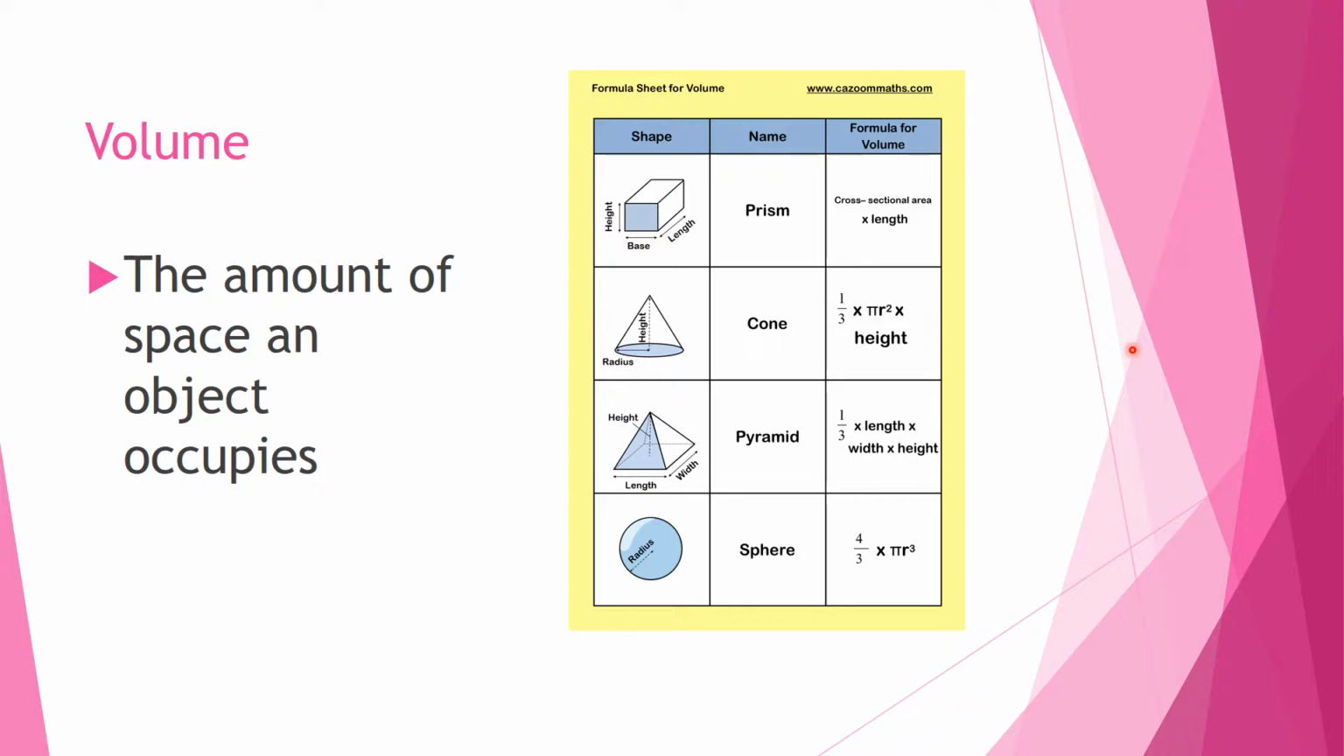Volume. The volume is the amount of space an object occupies. So with this shape, it's all of the space inside of it, all of the space inside this cone, all of the space inside the pyramid, inside the sphere. Like if you were to open a basketball, a sphere, all of the space inside it is the volume.